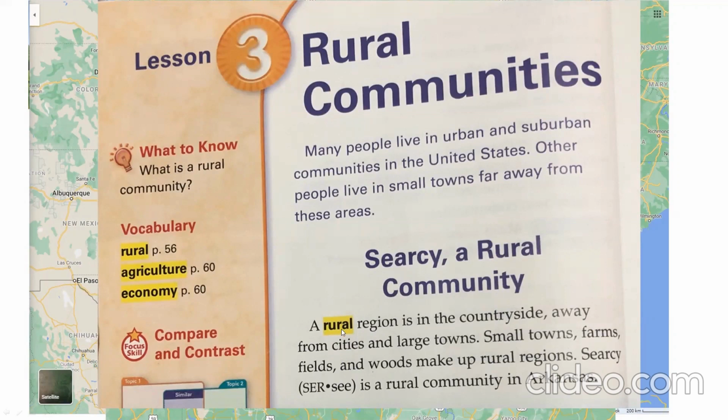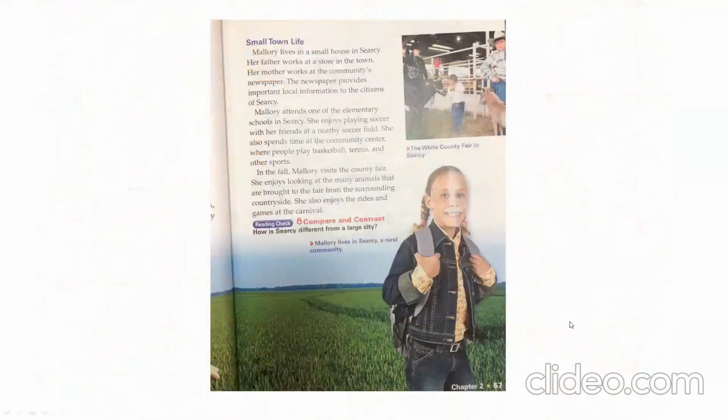So first of all, we need to be able to define what are rural regions. So let's read through this paragraph. A rural region is in the countryside, away from cities and large towns. Small towns, farms, fields, and woods make up rural regions. SST is a rural community in Arkansas. Great. And on this page, we're going to look at how life is for people who live in rural communities.